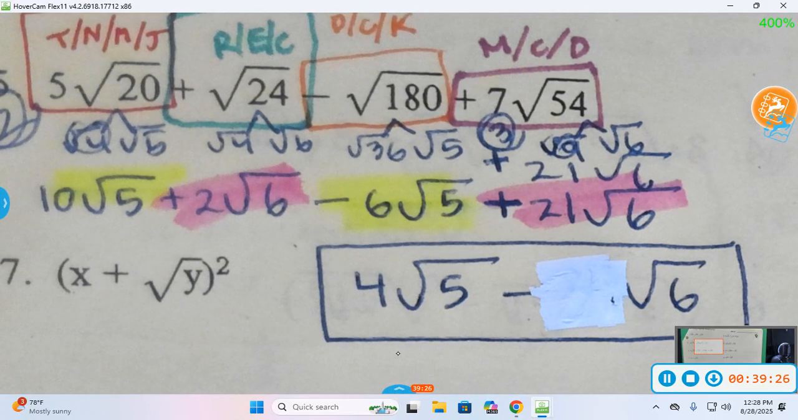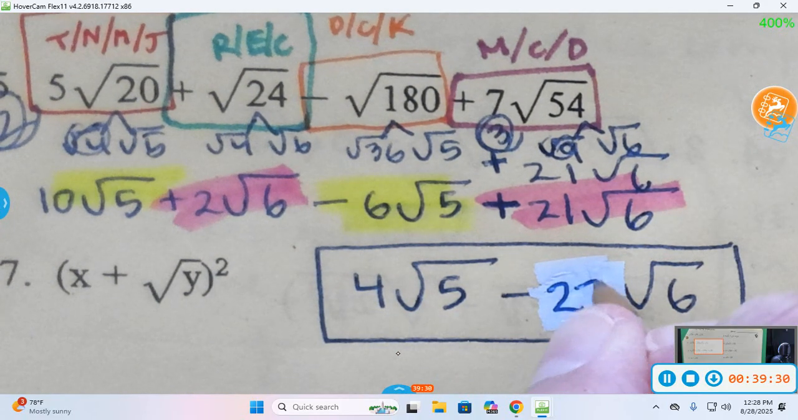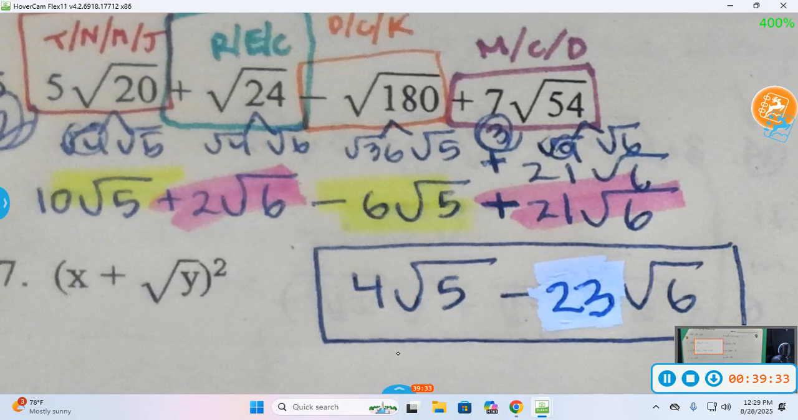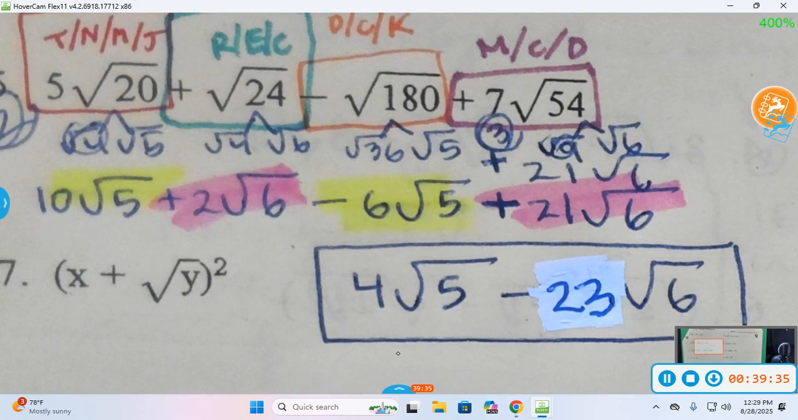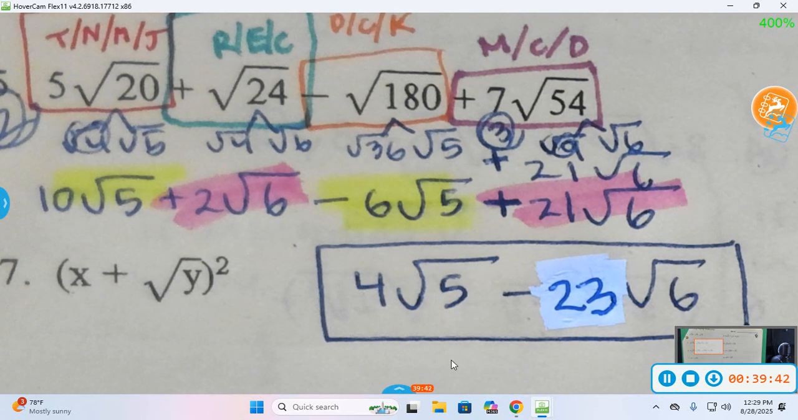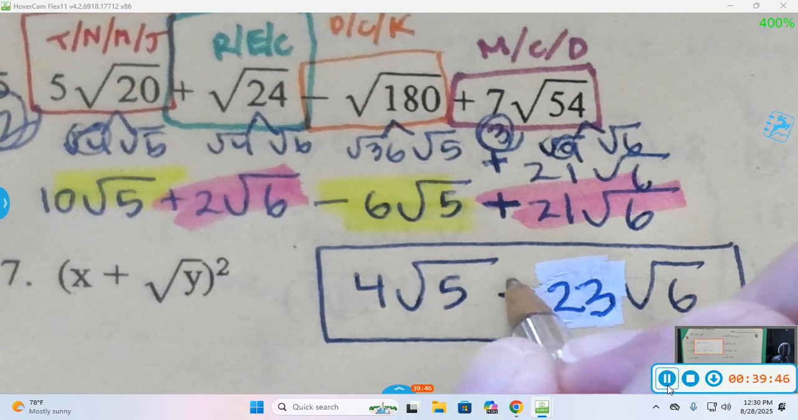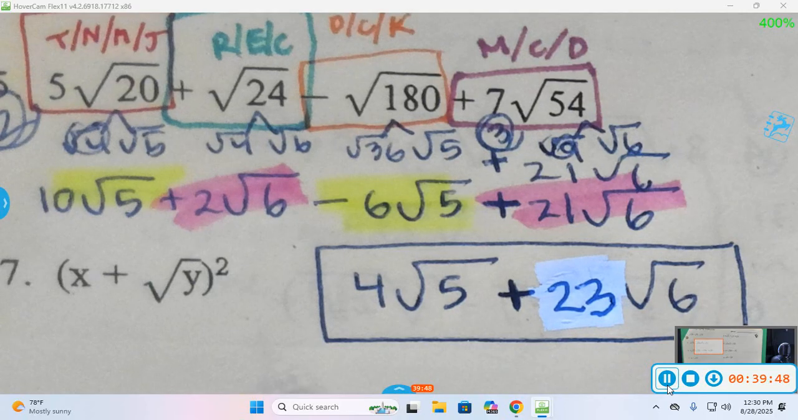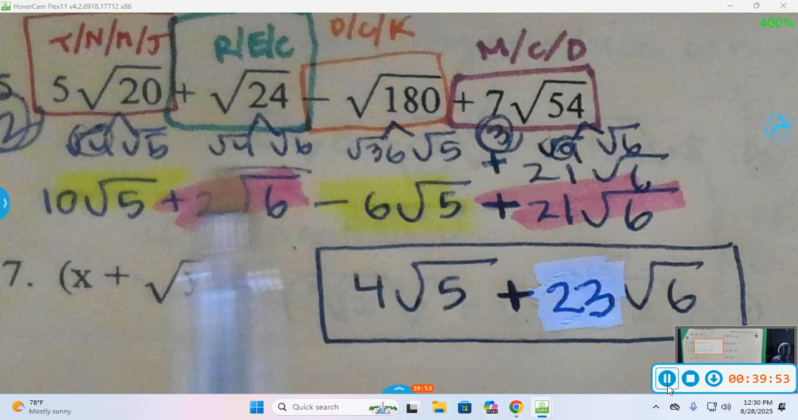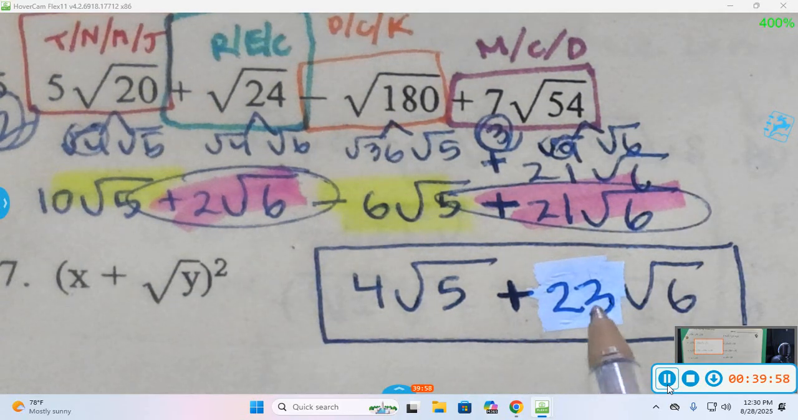All right. So I'm sorry. 2 plus 21 is 23 radical 6. There we go. Y'all agree with that? All right. Okay, we have corrected this. I apologize. This is a plus 23. That's my fault. Because a plus 2 radical 6 and a plus 21 radical 6 is a plus 23 radical 6.